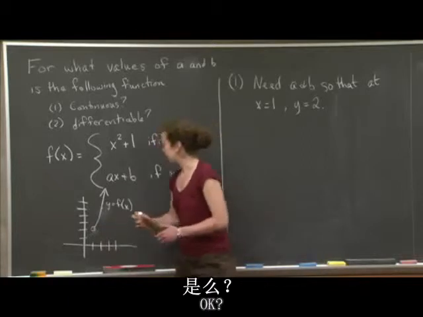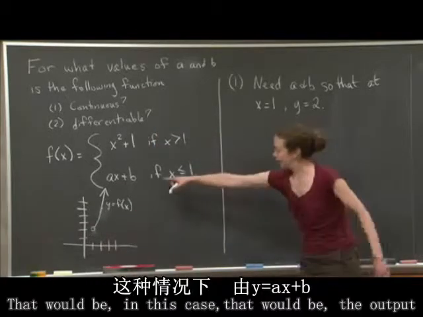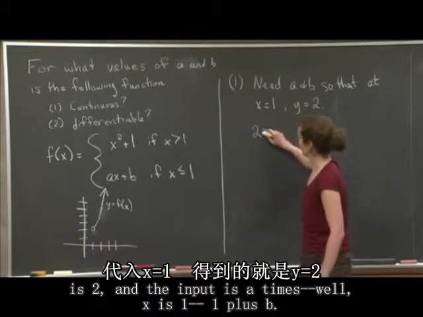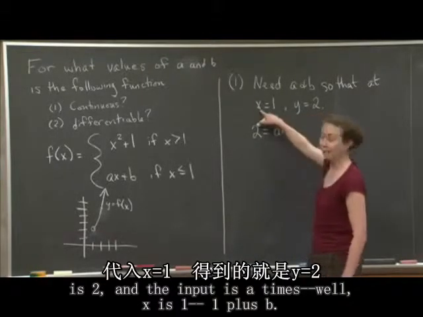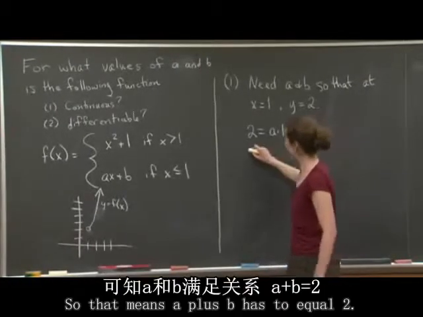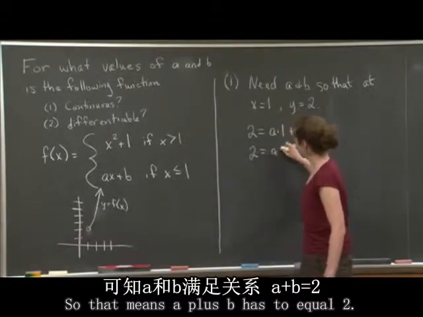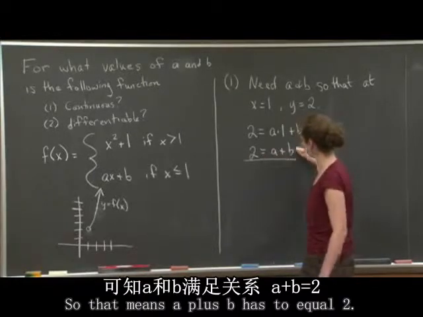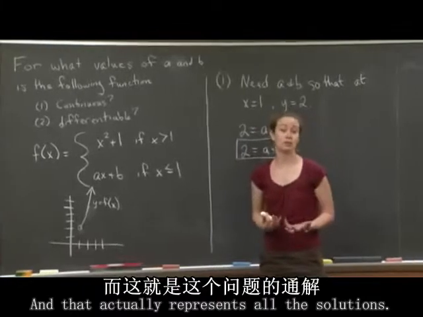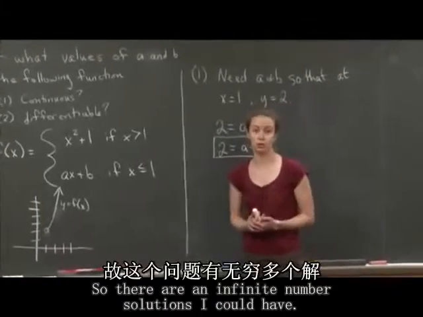Okay? So what is that? In this case, the output is 2, and the input is a times, well, x is 1, plus b. So that means a plus b has to equal 2. And that actually represents all the solutions. So there are an infinite number of solutions I could have.